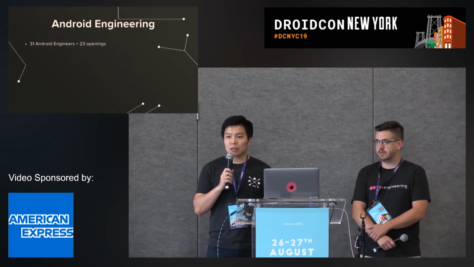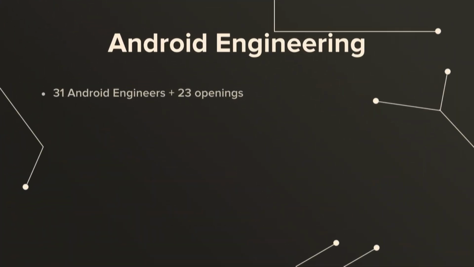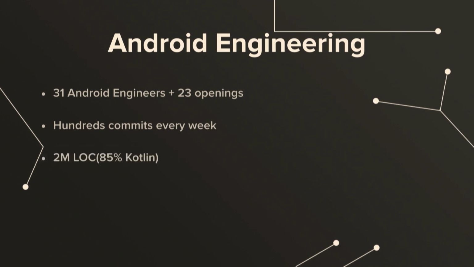I'll just give a couple of highlights of our Tinder engineering. We currently have 31 engineers, and we have 23 openings. So you know what that means. We have hundreds of commits every week. The code base is about 2 million lines of code, 85% of it Kotlin, and that does not include JSON or XML files. So you can see that it's a huge code base. Currently we have 300 modules, and our clean build time is an hour, which I lied. Actually, just 6 minutes without build cache.